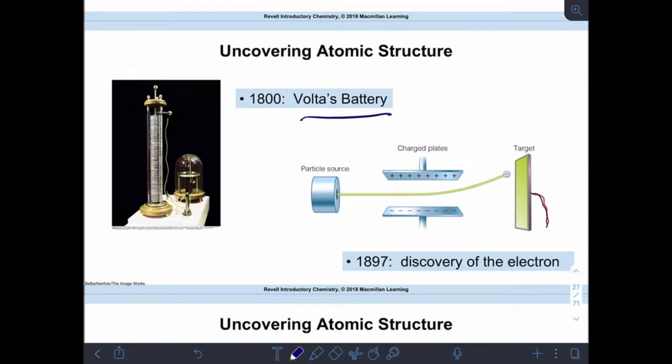And then a little bit later, in 1897, they discovered electrons by using a particle source directed at a target that would sense it when it hit. When they put a positively charged plate above that beam, it made the beam deflect. It actually attracted the particles in that beam. So they were able to figure out that those were negatively charged electrons, because positives and negatives attract.